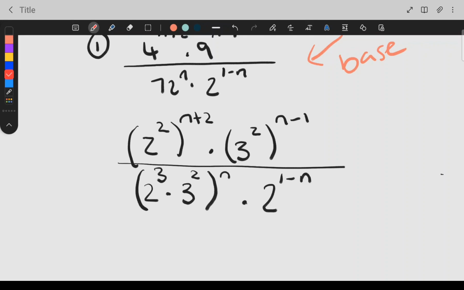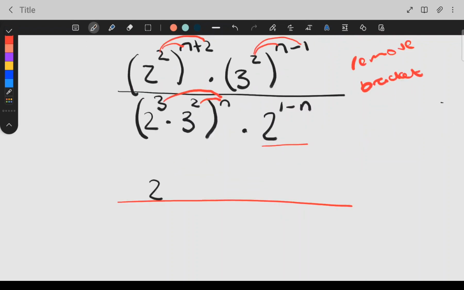Now that you've changed the base numbers, I want you to remove the brackets. So that is step number 2. We're just going to multiply the powers. All the bases will stay the same. So I'm going to say this times this and that, this and that, this and that, and this one will stay the same. The base is going to stay 2. So 2 times n is 2n, and 2 times 2 is plus 4, times 3 stays 3.